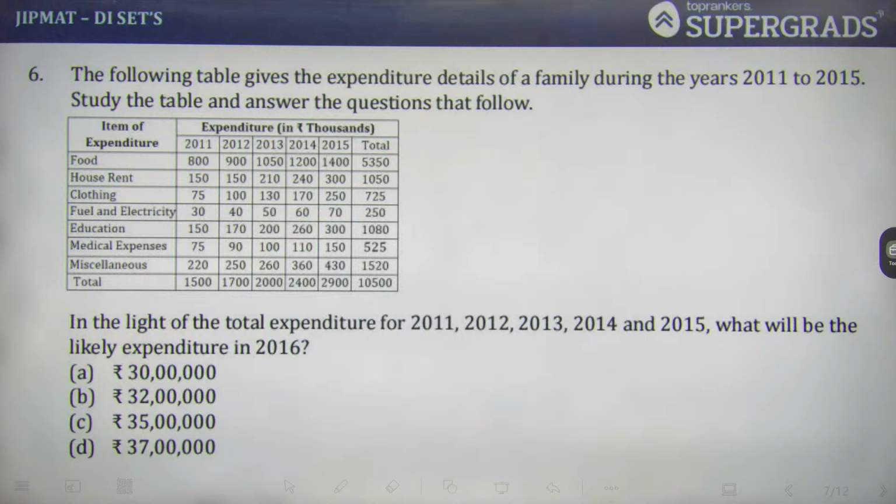In the light of the total expenditure for 2011, 2012, 2013, 2014 and 2015, what will be the likely expenditure in 2016?